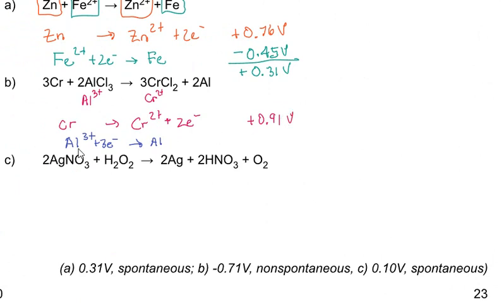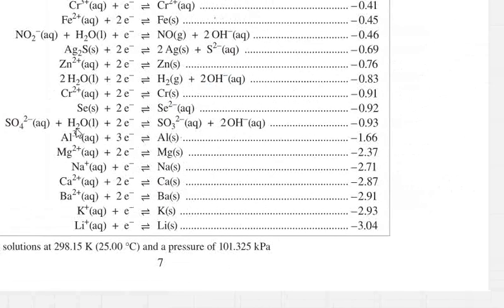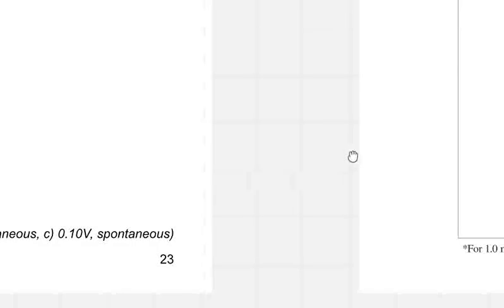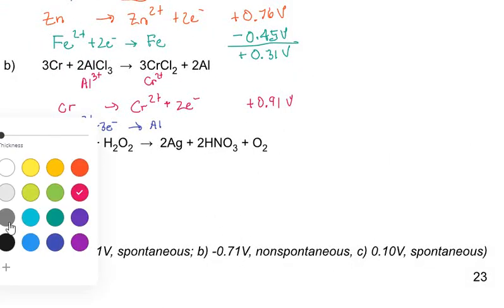The other thing happening is aluminum ions turning into aluminum metal, and that one's pretty low down. Here we are. Minus 1.66 volts for the ion turning into the metal. And what we have here is the ion turning into the metal, so we get to keep that voltage as is, minus 1.66.